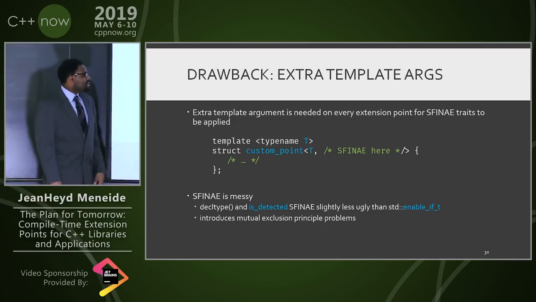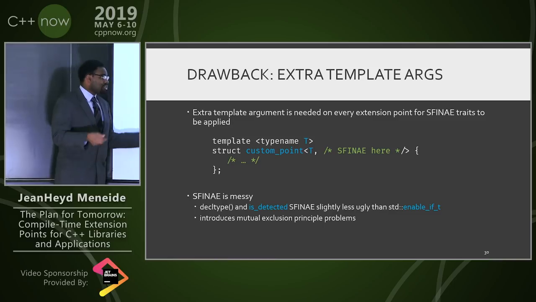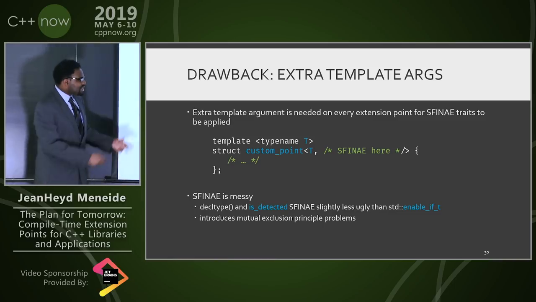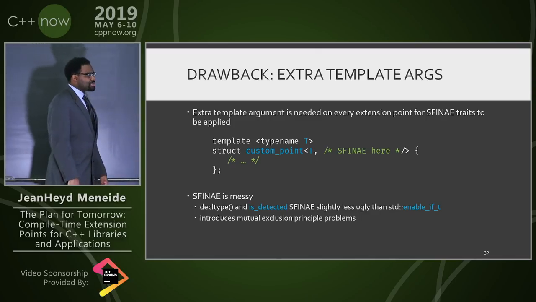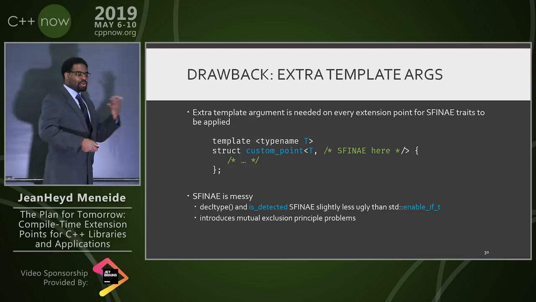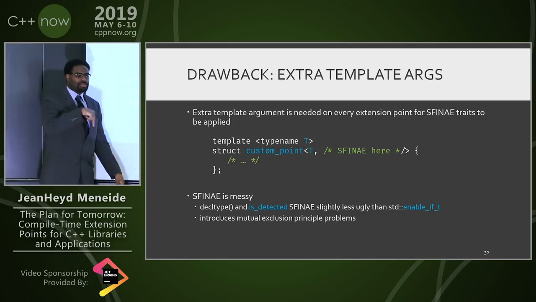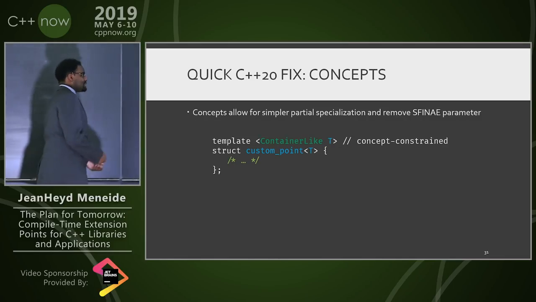And it's messy, right? Decltype, you can use a special form of SFINAE called decltype, or you can do the sizeof SFINAE, or is_detected, and it's less ugly than enable_if, but it still introduces the mutual exclusion principle problems, right? And for somebody who's just trying to overload things for their types, they can very easily fall into the pit. When you give them this kind of tool, it's very easy for them to start stepping on their own toes, which is, again, not an elegant way of working with this thing.